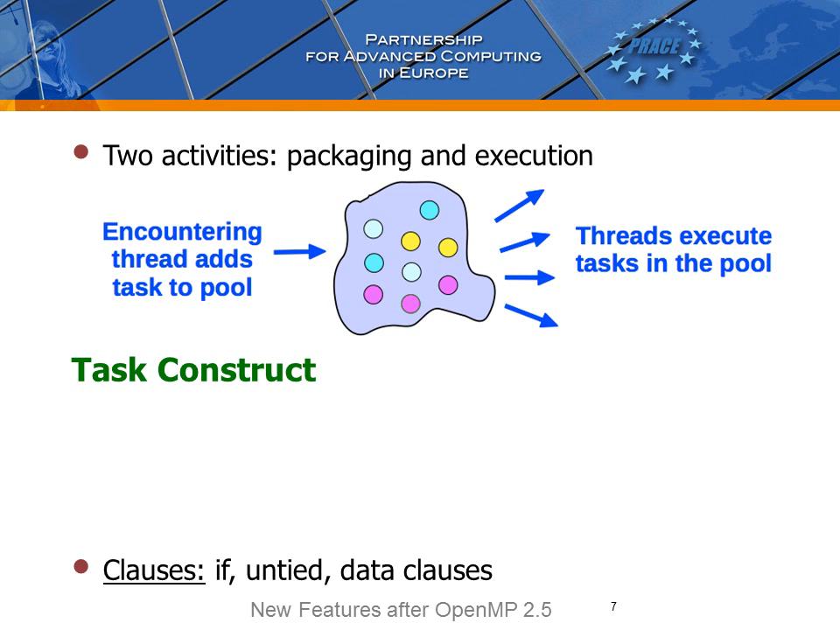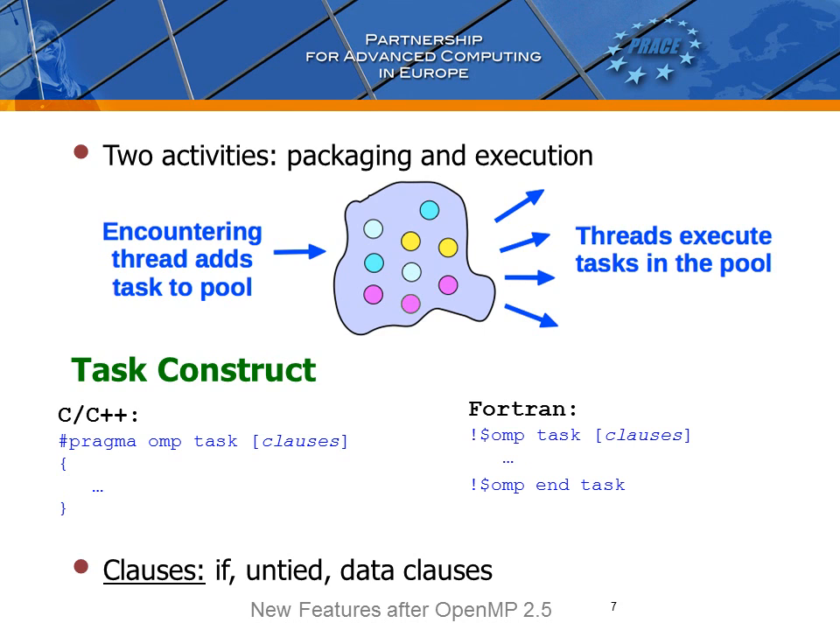The task directive instructs the compiler to run a block of code in parallel with the code outside the task region. It is defined by pragma omp task in C++, and omp task in Fortran. In particular, omp end task is used to enclose the tasking region in Fortran. Curly brackets are used in C++. Clauses are if, untied, and data clauses.